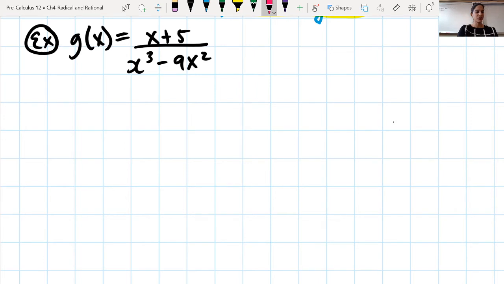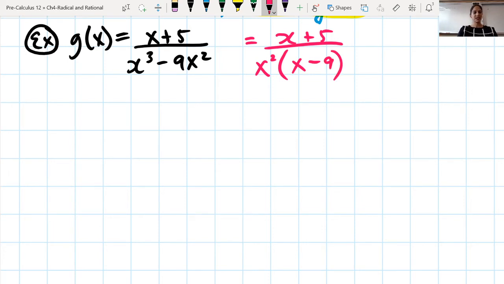I take the same approach. I have my x plus 5 at the top, but at the bottom I want to factor this out. So I analyze this and I see that I can just factor out an x squared, and that leaves me with x minus 9 inside the brackets. So that tells me x is not allowed to be 0, because if I plug in 0, that gives me 0 in the denominator. And here, x is not allowed to be equal to 9. So these are the restrictions.